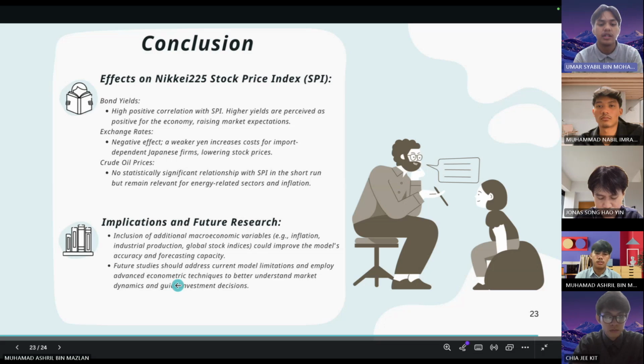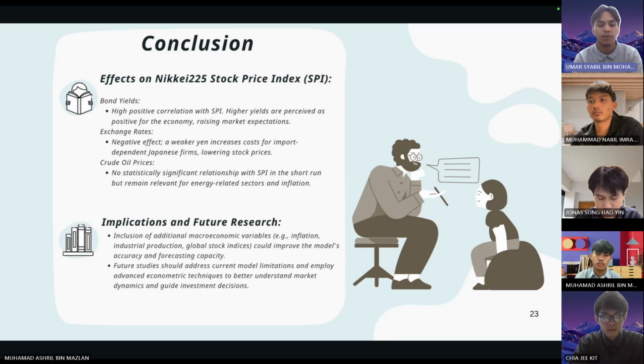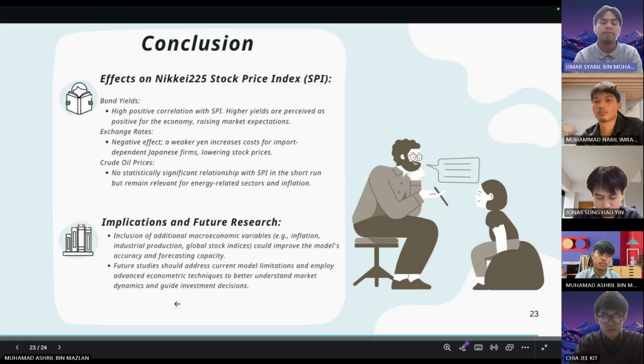Future studies should address current model limitations such as multicollinearity and serial correlation by employing advanced econometric techniques like generalized least squares (GLS) or autoregressive models. These steps will help us better understand market dynamics and provide more robust guidance for investment decisions.